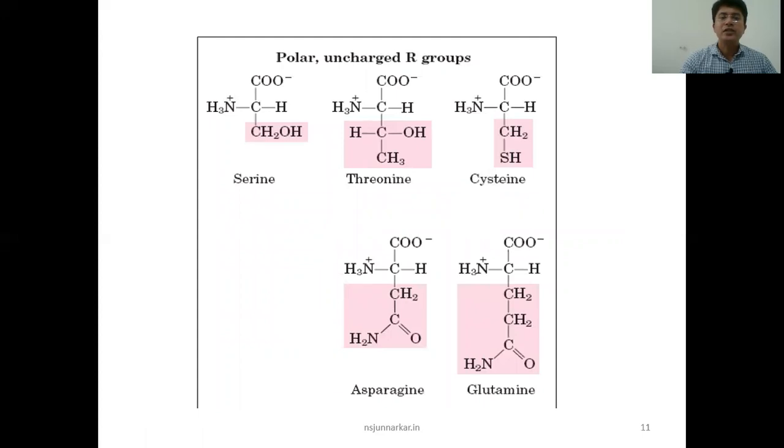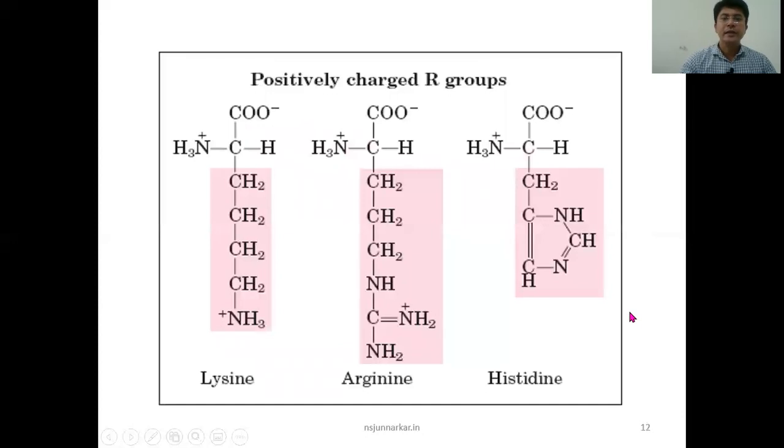The polar uncharged side chain containing amino acids include serine, threonine, cysteine, asparagine, and glutamine. So these amino acids have polar side chains. And the amino acids which have positively charged side chains include lysine, arginine, and histidine. Lysine and arginine have an amino group in the side chain, whereas the imidazole ring that is present in the structure of histidine can contribute to the positive charge when this nitrogen gets protonated.